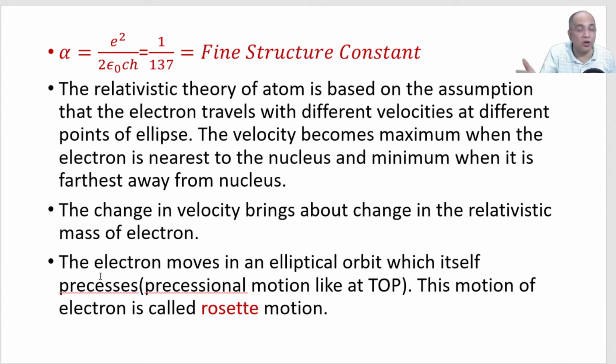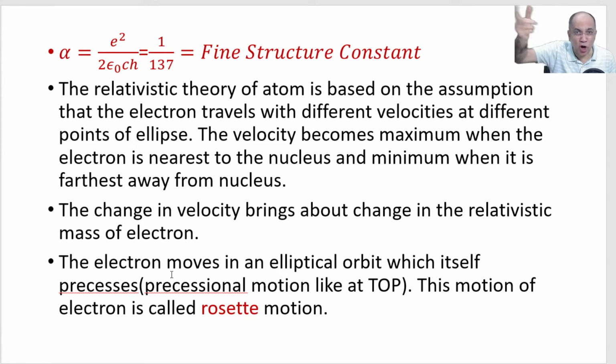So a new concept he introduced is that the mass also changes. Since velocity changes, the mass, which is not the true mass but the relativistic mass, decreases, increases, decreases, increases. And interestingly, he proposed that the electron is not only revolving in an elliptical orbit, the elliptical orbit itself is precessing.